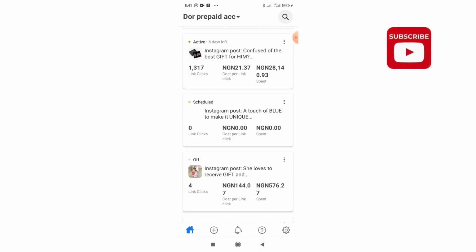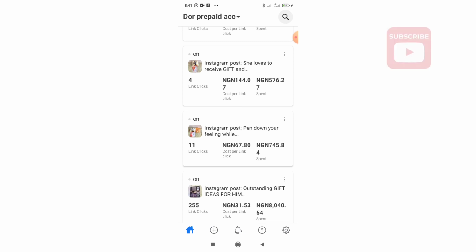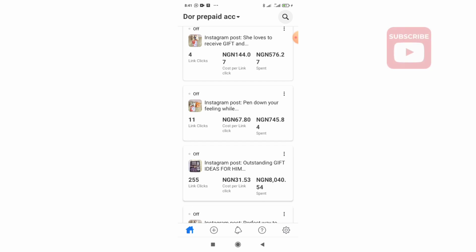These are also my former ads. Now this one is charging 144 naira, and that is why I paused it. Just one click is 144 naira, and I feel it is too expensive for me. So you may try an ad and it's showing you 150 naira. You don't get tired, you stop it, though I leave it for like a day. If the charge is not changing, I stop it. This one is 67 naira. It was too high. Then this one was 31 naira.